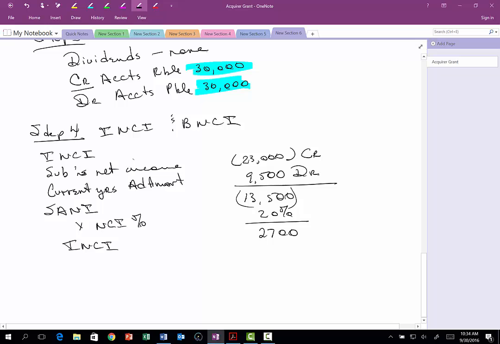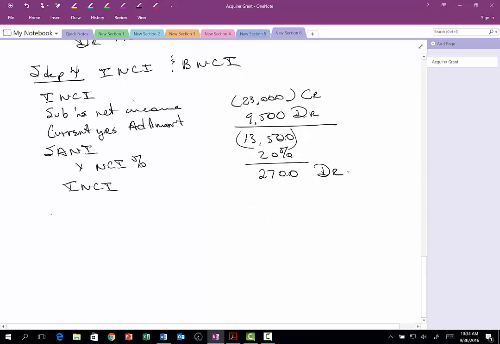Remember, we have to flip the sign, because if you remember from class, the actual entry for INCI and BNCI when we did our first consolidation with entries was a debit to INCI and a credit to BNCI. This should make sense, because we've got sub's adjusted net income of $13,500. We're allocating $2,700 out. So it becomes a debit, in a sense, to our net income, almost like an expense. That's the allocation to INCI. We debit INCI, credit BNCI.